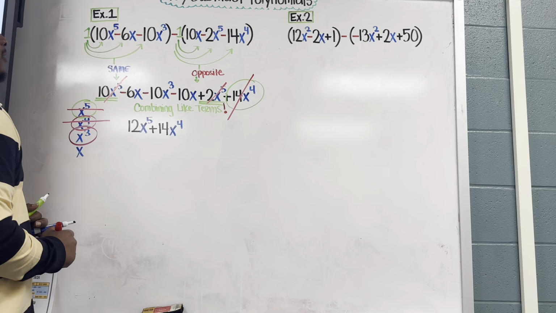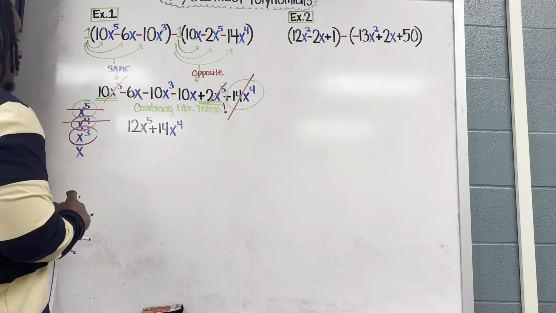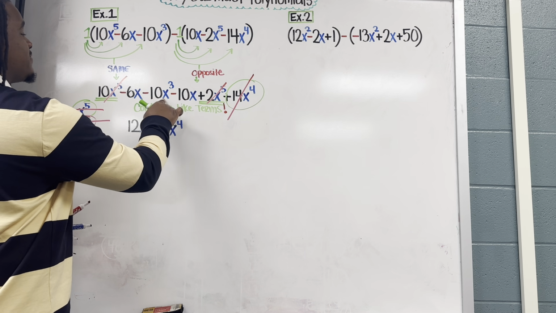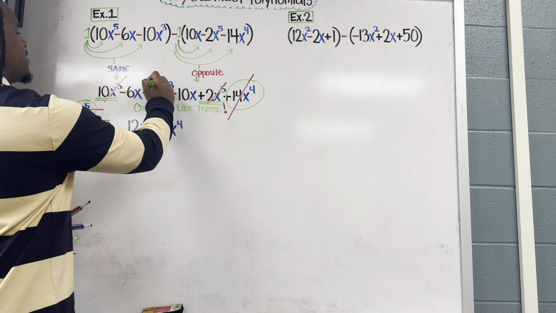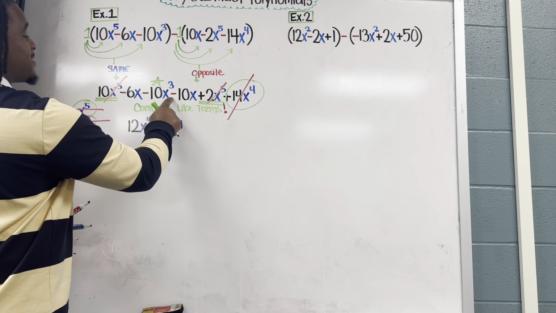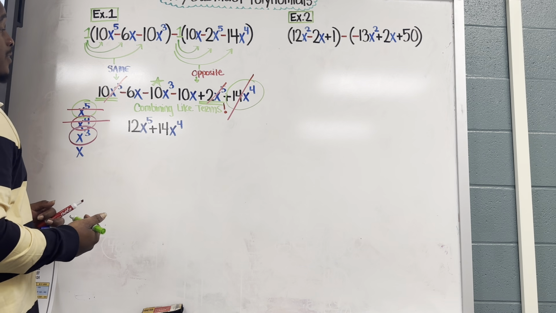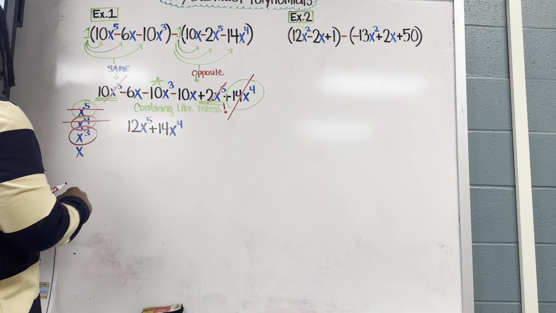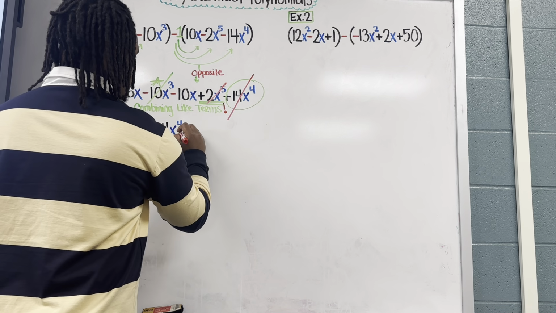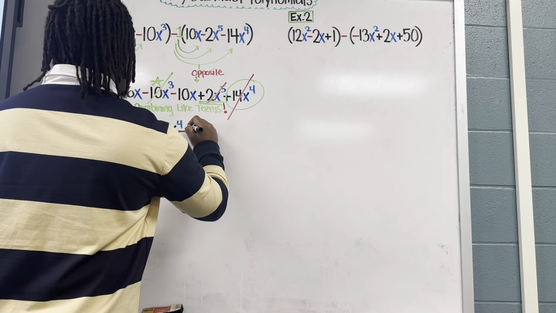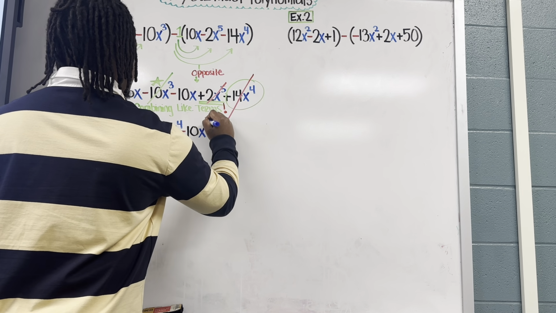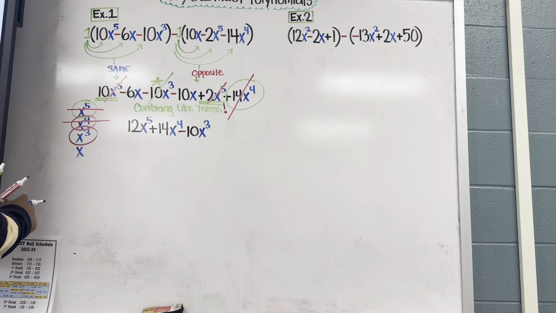So let's combine all the values where x is to the 3rd power. The only value that I see where x is to the 3rd power is this negative 10x cubed. And also, guys, if there's a sign in front of the value, that sign is associated with that value. So once again, this is the only one, which is negative 10x to the 3rd power, or minus 10x to the 3rd power.